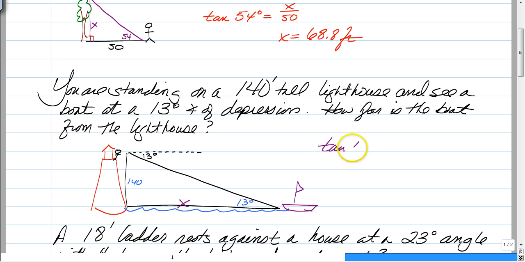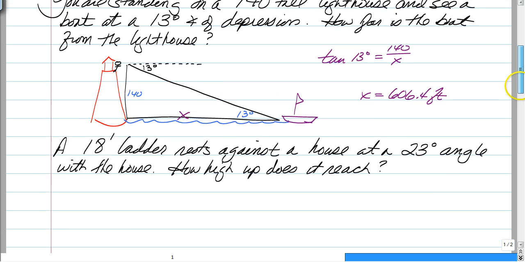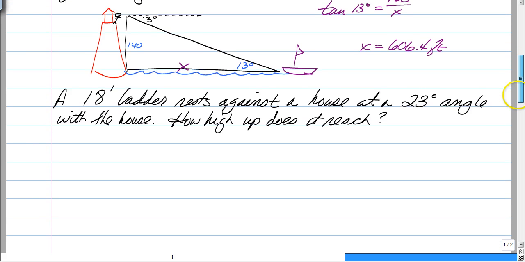You have a tangent of 13 degrees is equal to the opposite over the adjacent. So 140 divided by the tangent of 13 is going to tell you that that boat is 606.4 feet away from the lighthouse. All right? That's it. So I would like you to think about this one on your own.